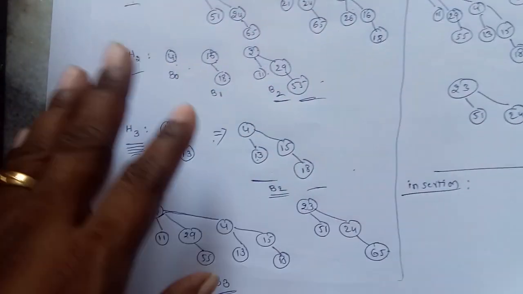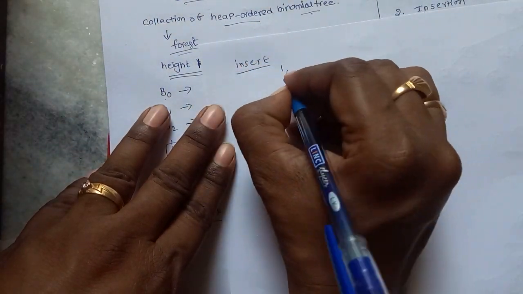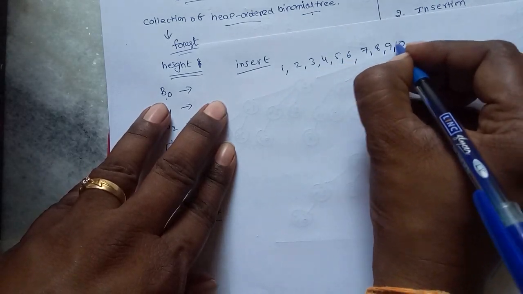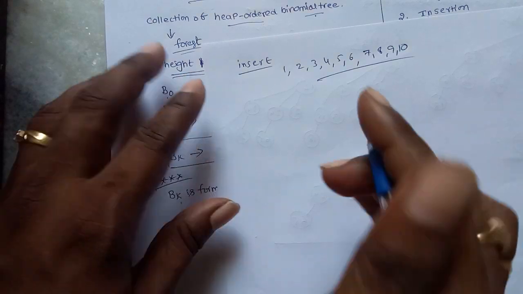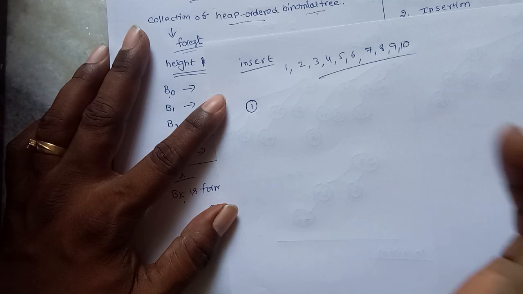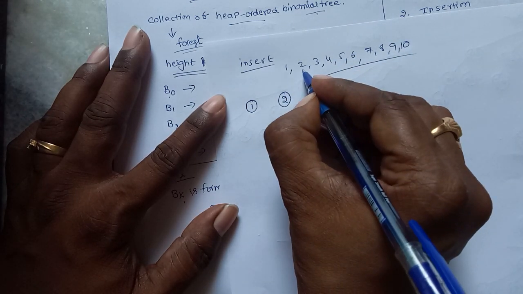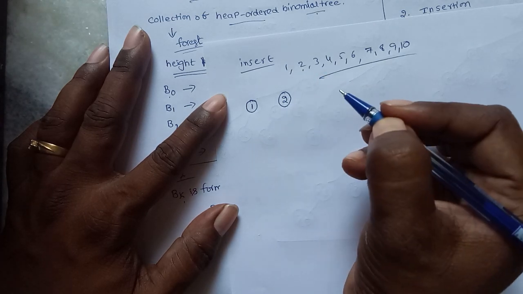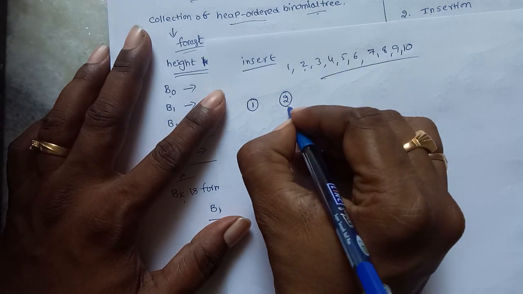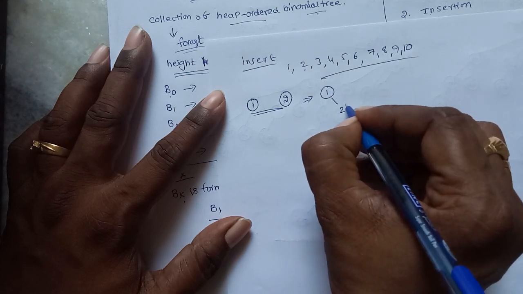For example, suppose we insert elements 1, 2, 3, 4, 5, 6, 7, 8, 9, 10. First to insert 1, it forms a B naught. Next insert 2. Each element is inserted as B naught. After inserting 2, we have 2 B naughts. Simply perform the merge operation.